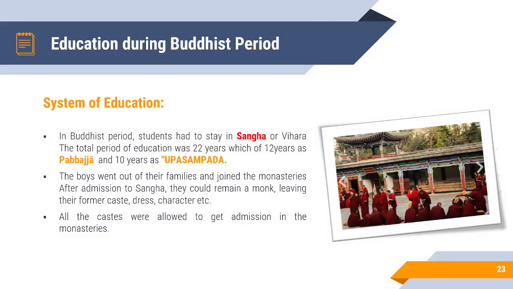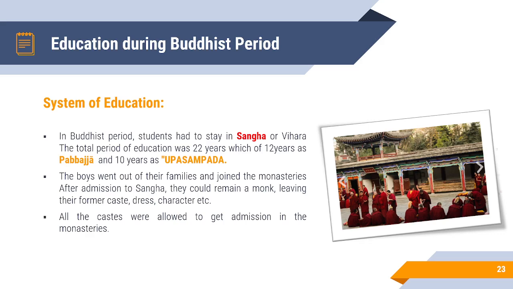System of education in the Buddhist period: a student had to stay in a sangha or vihara. As we discussed in the Vedic period, for getting education the students had to live in gurukulas, the homes of their gurus. Here in the Buddhist period, students had to stay in sanghas or viharas. The total period of education was 22 years, of which 12 years as pabaja and 10 years of upasampada. The boys left their families and joined these monasteries.